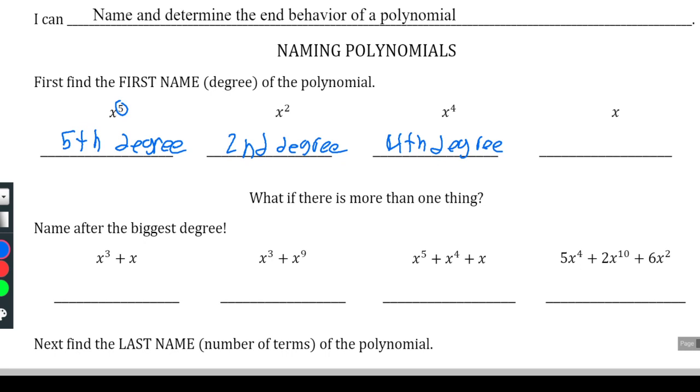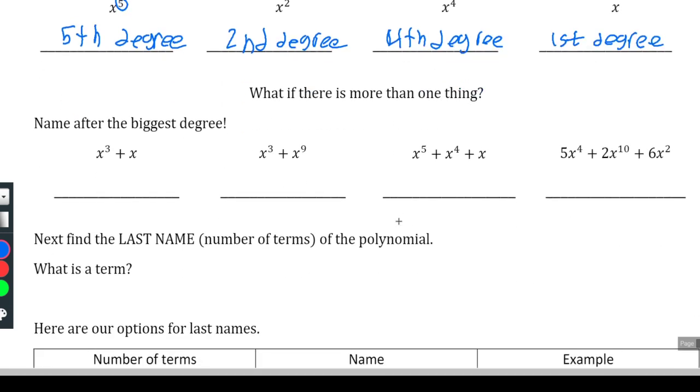Anybody have a guess for this last one? Yeah. One. It is a first degree polynomial. Yep. So, what happens if there is more than one term? We always go with the biggest degree. So that would make this a third degree polynomial.